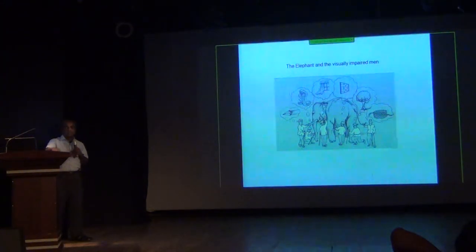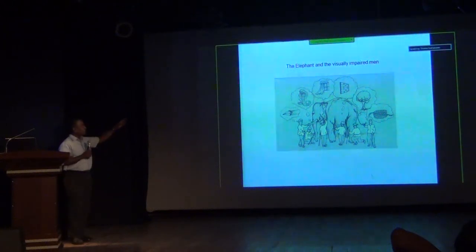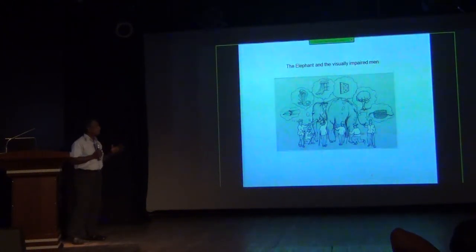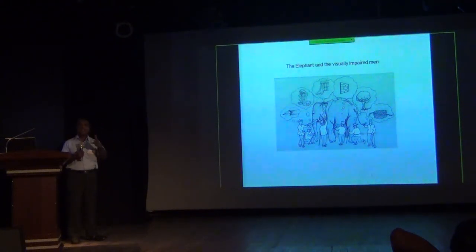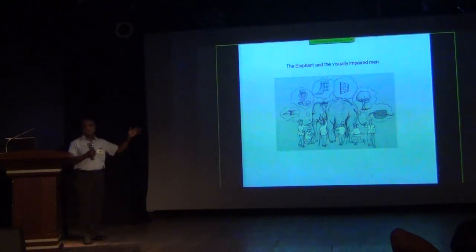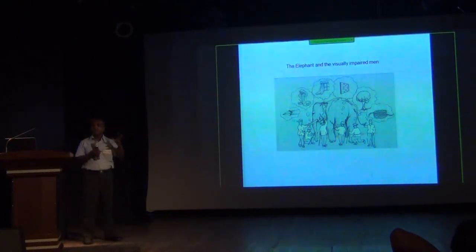So of course, I put this slide here. Sorry, I used the example of visually impaired men. If we close our eyes and feel only part of the object, we'll try to interpret, and that cannot be a holistic interpretation. So one has to completely have a feel of it. Then only we'll be able to properly identify it. And that is the day you all will become a botanist.